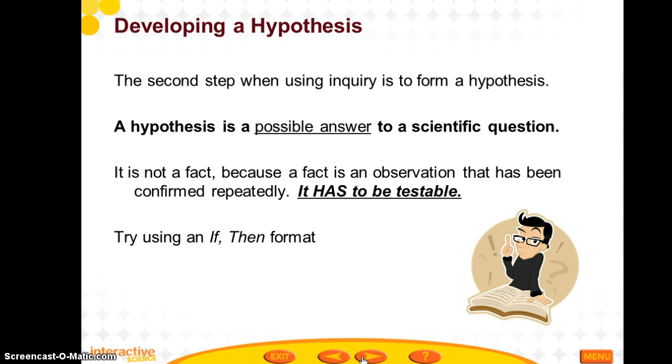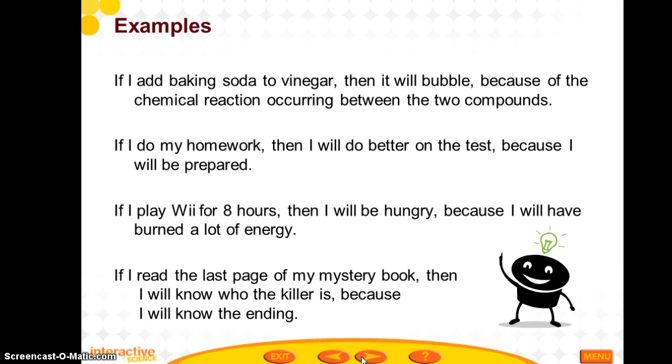The hypothesis has to answer the question, and it has to be testable. The other thing that it must be is in an if-then format. Always, if-then format. Don't forget an if-then format. For example, if I add baking soda to vinegar, then it will bubble because of the chemical reaction occurring between the two compounds. See the if, see the then, and then notice that sometimes we include a because. This happens more when we are communicating results and restating the hypothesis, but the if and the then are always essential.